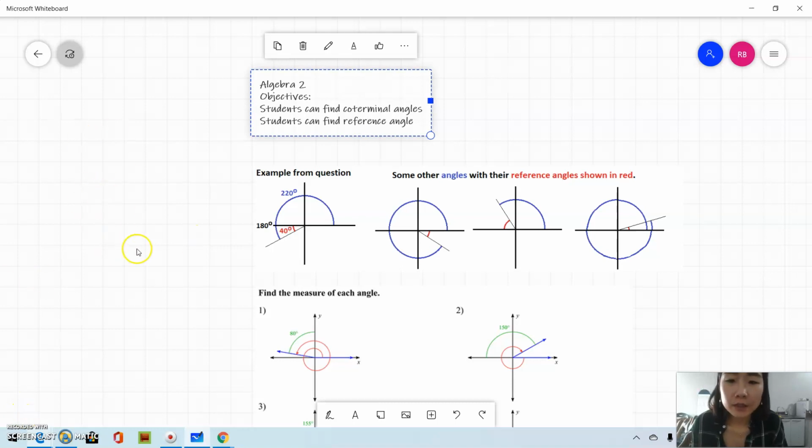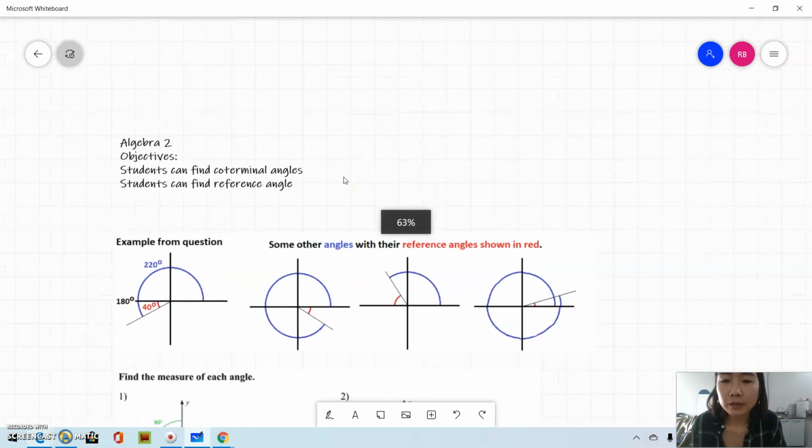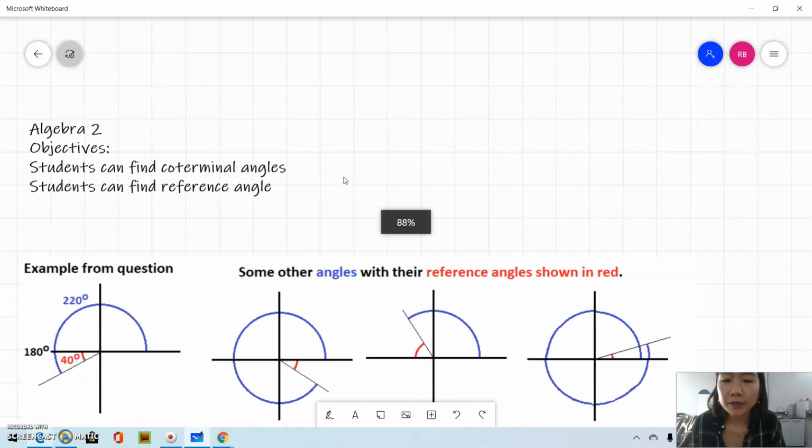Hi guys, today we are going to learn about coterminal angles and reference angles.